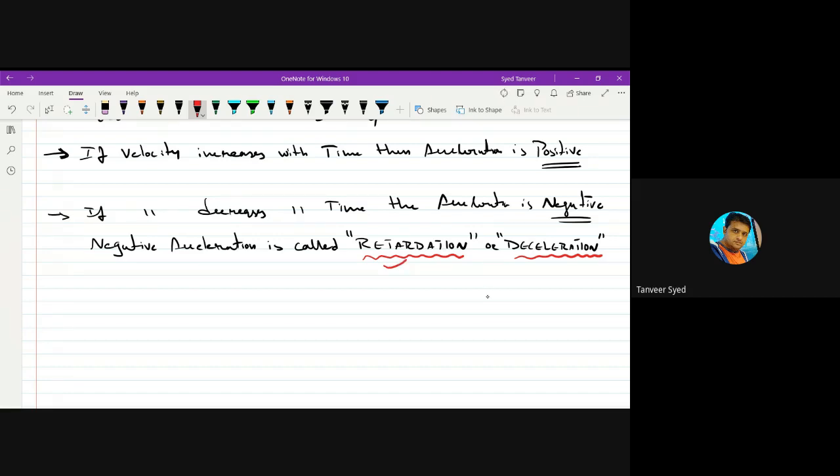Retardation or deceleration. You can use anything, but more frequently retardation is used. So if you come across something in a question like a body is getting accelerated, immediately you should understand that its velocity is changing with time. If it's just acceleration, it indicates positive acceleration, increasing with time. If you read a sentence like a body is getting retarded, you must understand that its velocity is decreasing with time. Acceleration positive, acceleration negative. If you push the accelerator, velocity increases and your acceleration is positive. If you apply brakes to a vehicle, your velocity decreases and your acceleration is negative, or you are getting retarded.